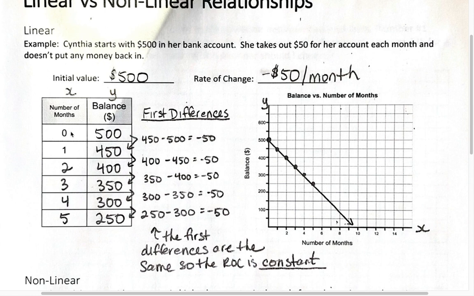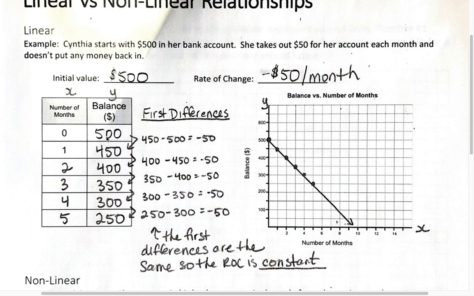So I start at month 0, and then I put 1, 2, 3, 4, 5 for this situation. And I know from what the example tells me that the initial value at month 0 was 500. So my dependent variable, my balance at month 0, is 500. There's my initial value in the table of values. From there, I can logically just take $50 away every month. At the end of month 1, she's got $450. At the end of month 2, she's got $400. Month 3, $350. Month 4, $300. Month 5, $250.